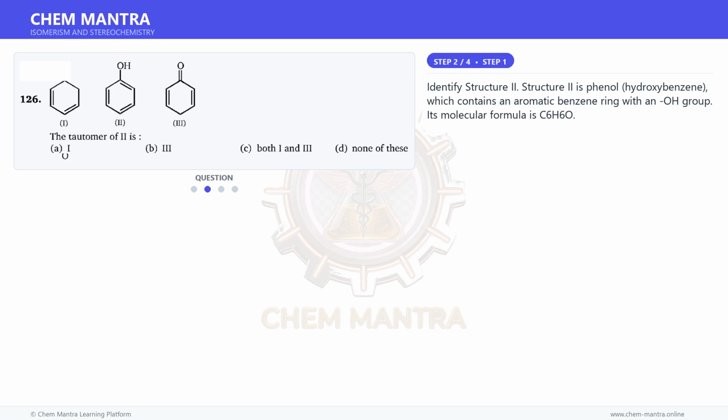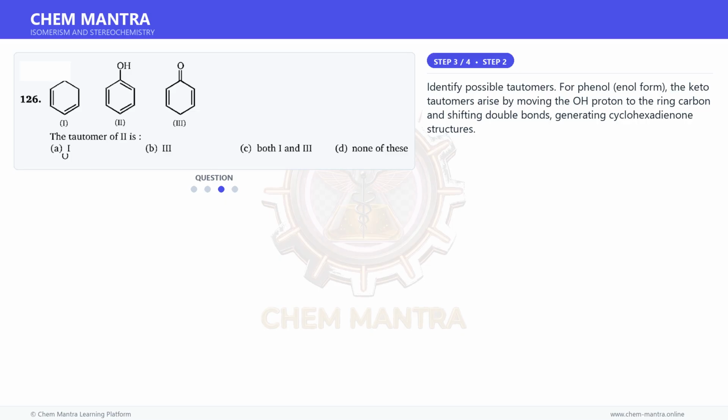Moving on to the next step. Identify structure 2. Structure 2 is phenol, hydroxybenzene, which contains an aromatic benzene ring with an OH group. Its molecular formula is C6H6O.